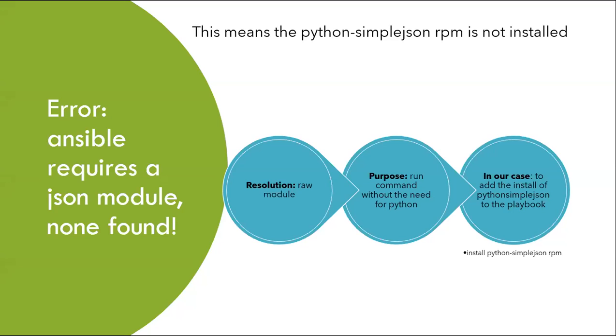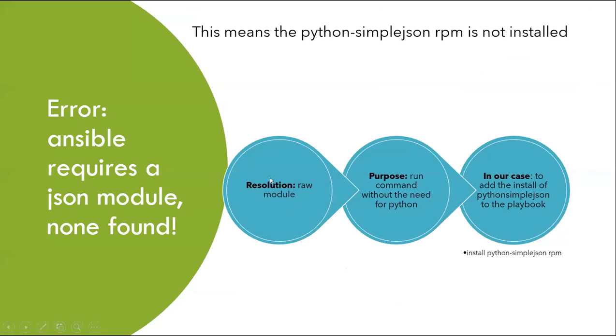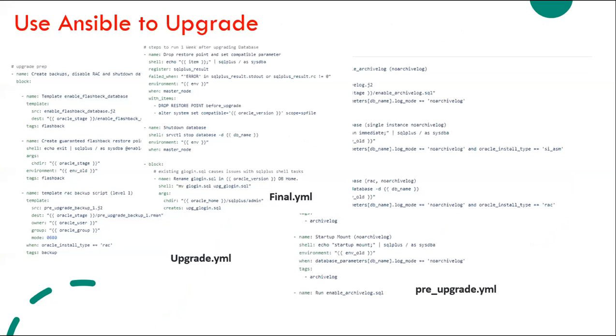This is the error that you will get if you did not install Python on the server. You will get this error, which is Ansible require JSON module not found. Once you install the Python module, as you see here, install Python simple JSON RPM, and the error will be gone. This is actually a bug. I don't know which version of Ansible has this bug, but I faced this multiple times. So this is a common error.